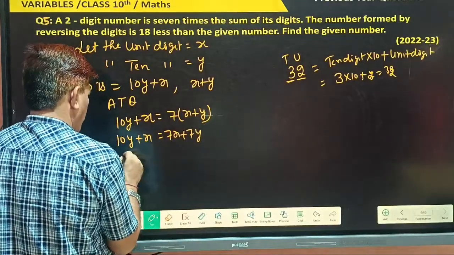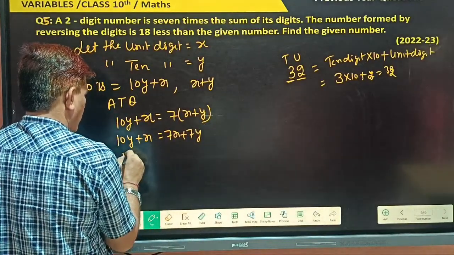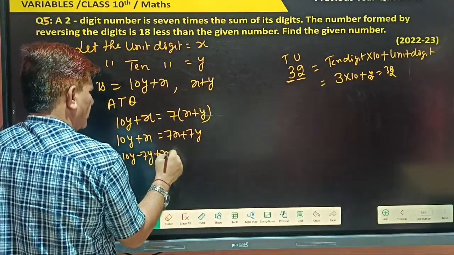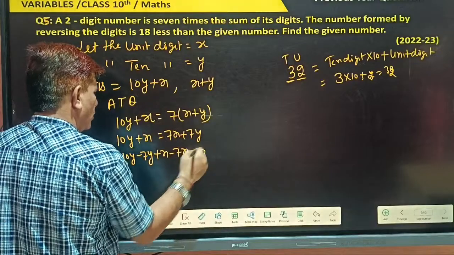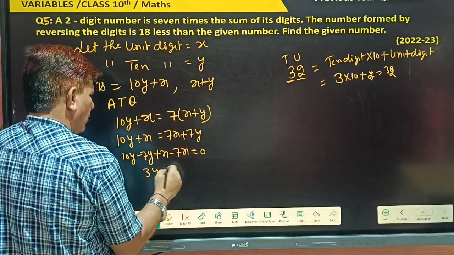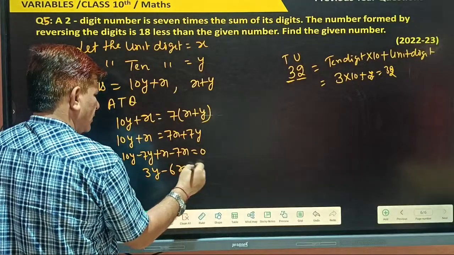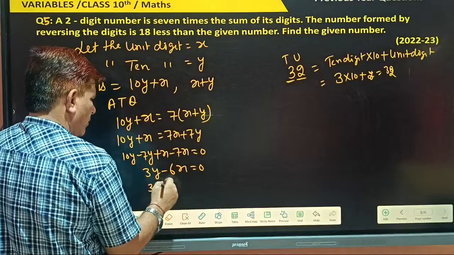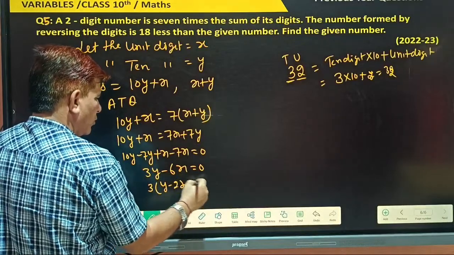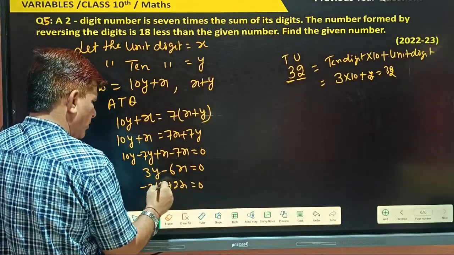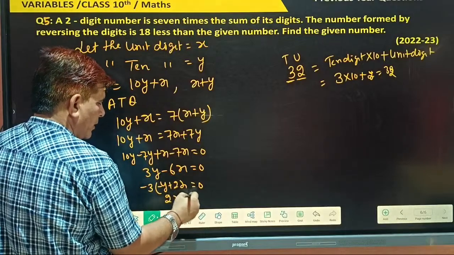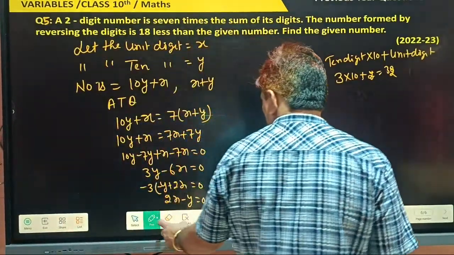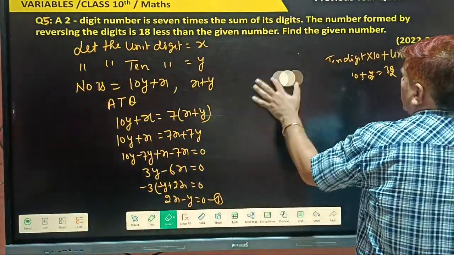If you solve it, it becomes 10y minus 7y plus x minus 7x is equal to 0. So 3y minus 6x is equal to 0. Or we can say, taking 3 common, y minus 2x is equal to 0. Taking minus 3 in common, this becomes plus, this becomes minus. So 2x minus y is equal to 0. This is your equation number 1.